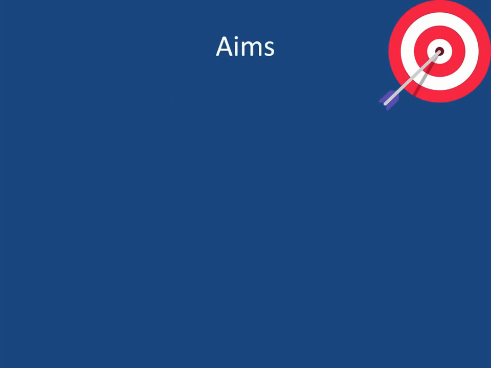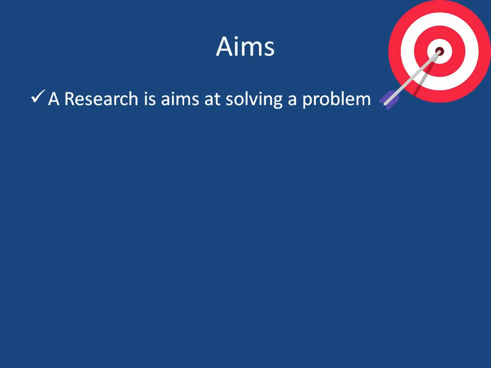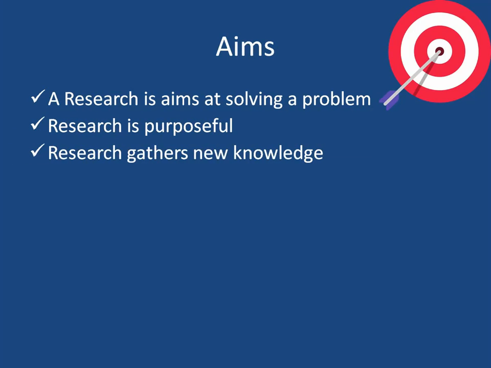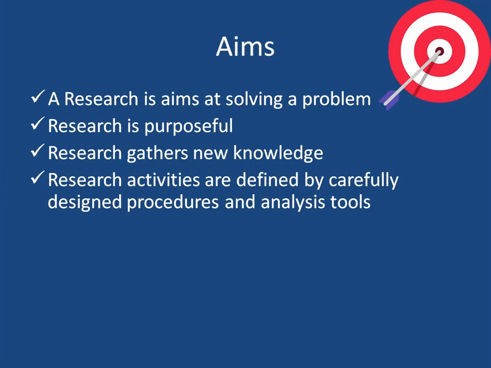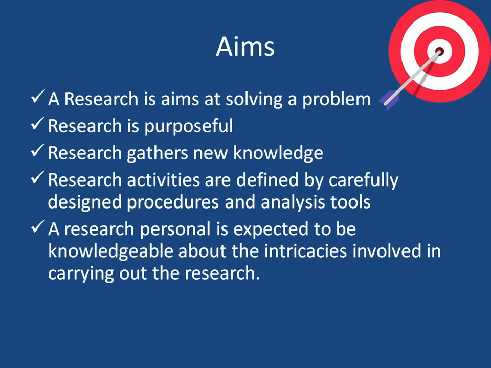Now we come to the aims of research. Though every research has its own aims, some common aims are solving problems, either social problems or business problems. It is a purposeful activity, and as we discussed from the very first definition of research, this is a systematic activity to gather new knowledge or update existing knowledge. Research activities are defined by careful designing, procedures, and analytical tools. A researcher is assumed to be the expert of his field. For this, he is expected to be knowledgeable about the topic he is researching.